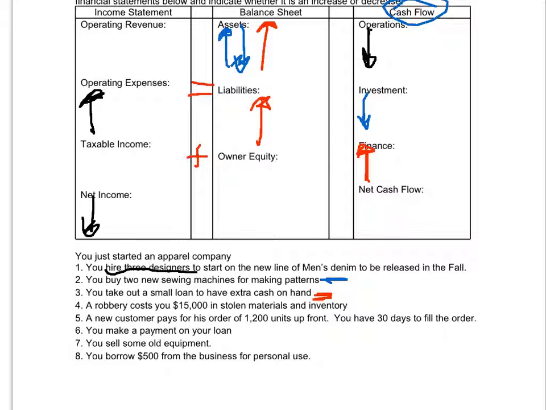Remember, the cash flow statement is watching sinks and sources. So whenever the company gets more cash, there's a positive number. Whenever it gets less cash, there's a negative number. So let's go ahead and switch to yellow for the next one.